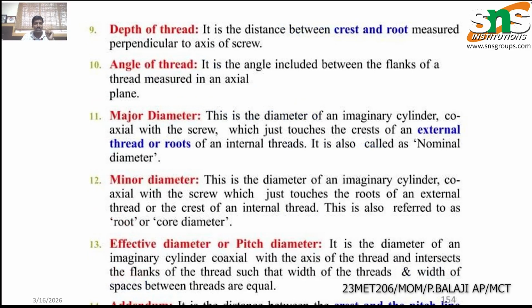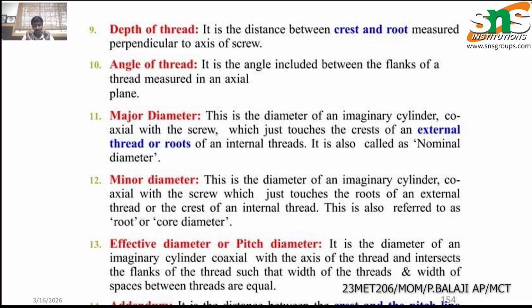So in this video, we are going to discuss the remaining thread terminologies and thread measurement parts, like how we can measure the major diameter of the thread, how we can measure the minor diameter, and so on, and then we are going to discuss the effective diameter or pitch diameter.